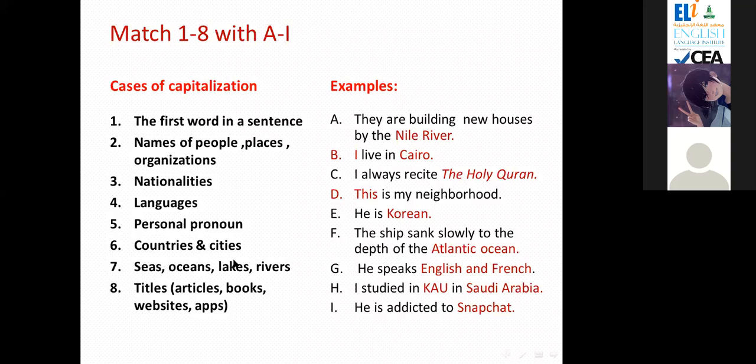Countries and cities, we mentioned that. Seas, oceans, lakes, rivers. Okay, the Nile River. And the ship sank slowly to the depth of the Atlantic Ocean. So always the Atlantic Ocean is capitalized because it's an ocean. It's one of a kind.